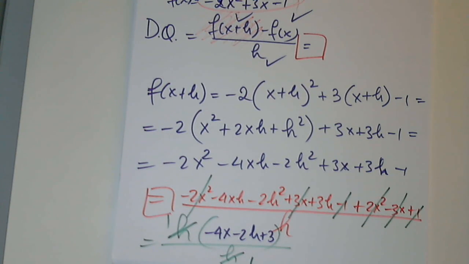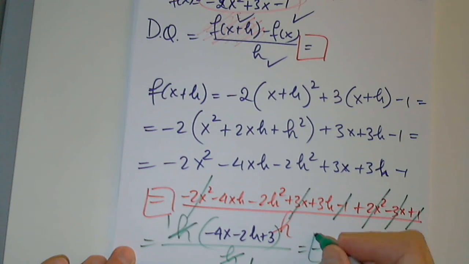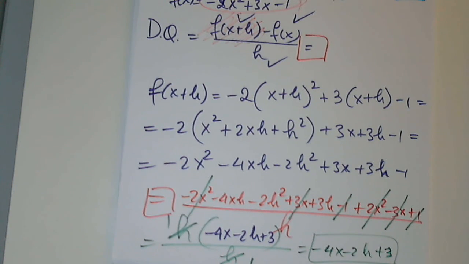So do we all understand why we have a negative 4x minus 2h plus 3 at the top? Is that okay, everyone? So then the final answer is negative 4x minus 2h plus 3, and it's done. And you can ask, how is this the rate of change of a function between 2 points? It is. And you'll see why in the next chapter.